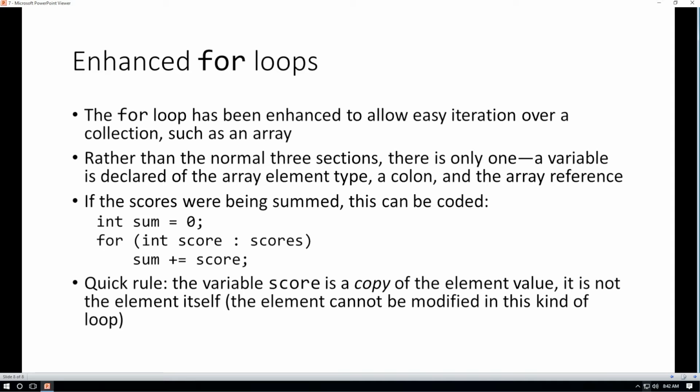The score variable of type int is a local variable that exists only for the duration of the for loop. It gets a copy of the element value as the for loop iterates over the elements. We'll start with the first element, that is index 0, move on to the second element, index 1, copy that value into the variable called score, and the body of my for loop takes that copy and adds it to the variable called sum. Score is a local variable that gets a copy of the element. If I were to modify score in the for loop, only the local variable would change. The actual element of the array would not change. This is called read only. The enhanced for loop is safe.